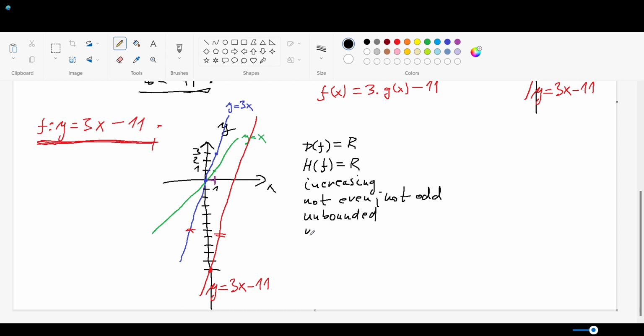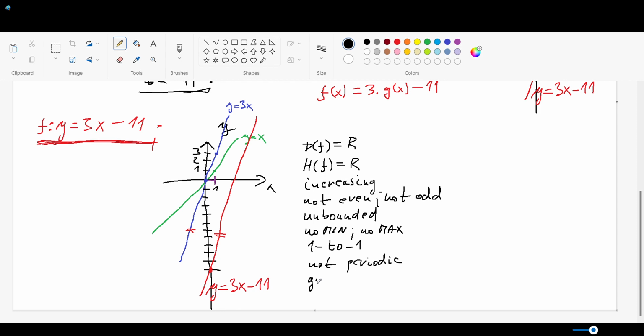and it's unbounded, has no minimum, has no maximum. Is it a one-to-one function? Yes, it is a one-to-one function. Why? Because there doesn't exist any horizontal line that would intersect my red line more than once. That's why the function is one-to-one, and it is not periodic.